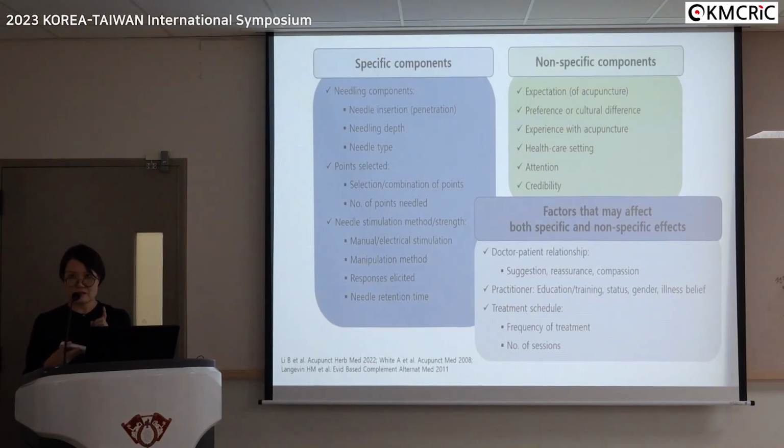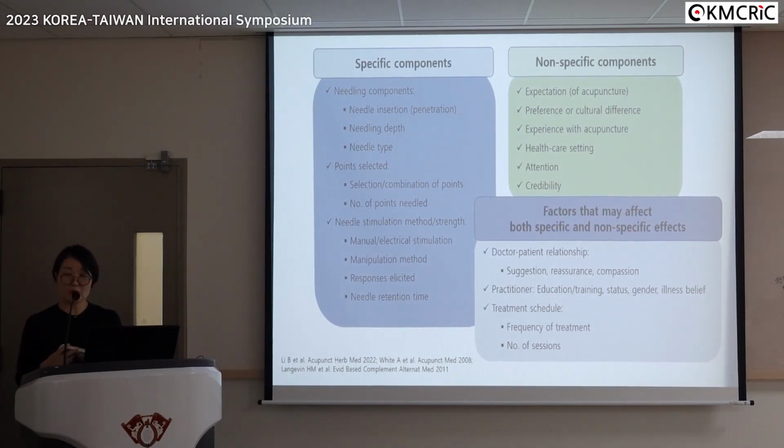Since the 2011 white paper by the Society for Acupuncture Research, I'm afraid we're not progressing a lot. Based on previous studies, I've drawn a picture of the specific and non-specific factors that contribute to the effect of acupuncture treatment. What factors can you think of that contribute to the specific effect of acupuncture?